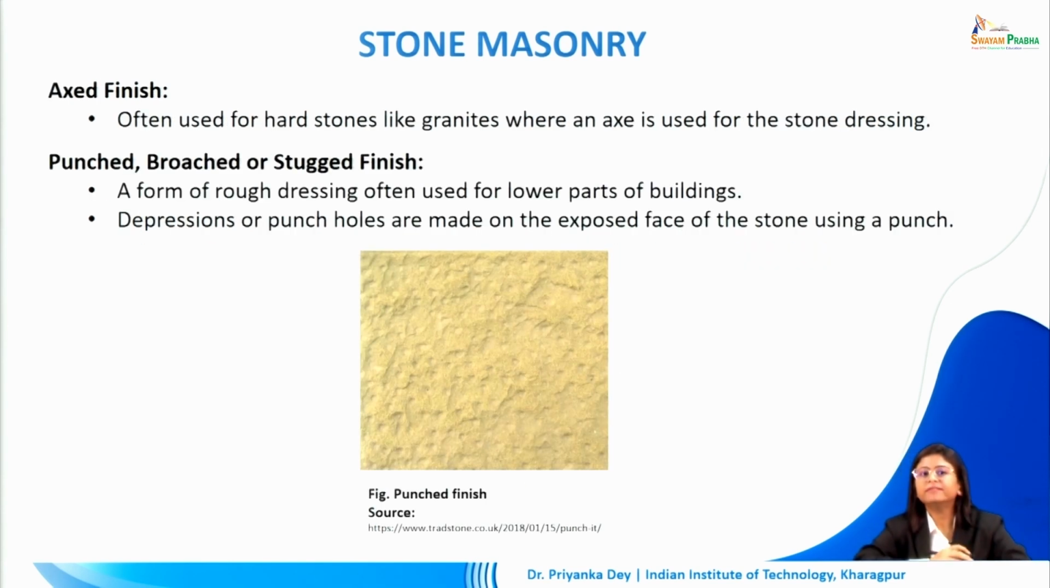We can also have something called the axed finish. This is often used for hard stones like granites, where an axe is used for the dressing of the stone. So the punched, broached or stugged finish is a rough form of dressing. It is usually used in the lower parts of the building. Depressions or punch holes are made on the exposed surface of the stone using a punch.